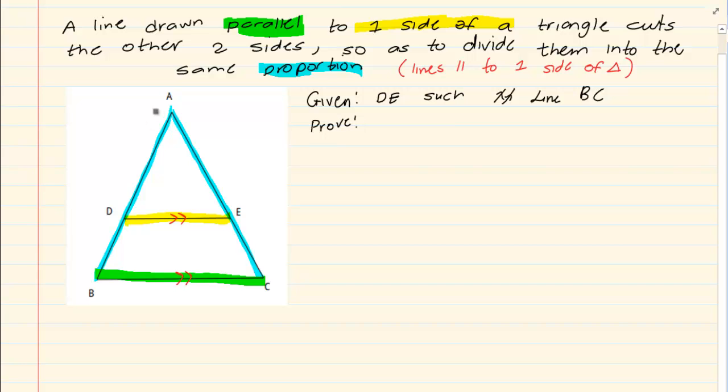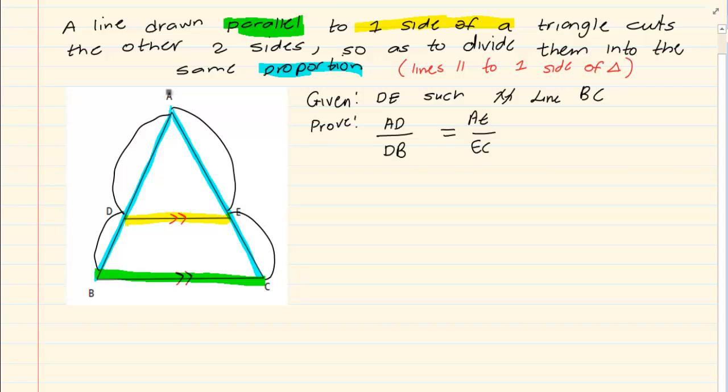They want us to prove that the sides are in proportion, which means that if I had to say AD over DB, I would get AE over EC. The side of one part of the triangle would be in proportion to the other side. Meaning, if this is 5, then this would also be 5. If this is 3, this would also be 3.